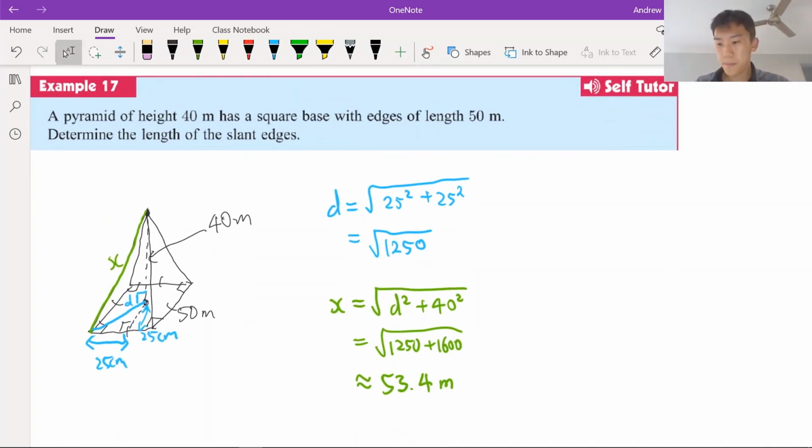Okay, so always try to draw diagrams when it comes to this type of problem solving, and ask yourself, okay, where are my right angle triangles? Where can I apply Pythagoras' theorem, and go from there.